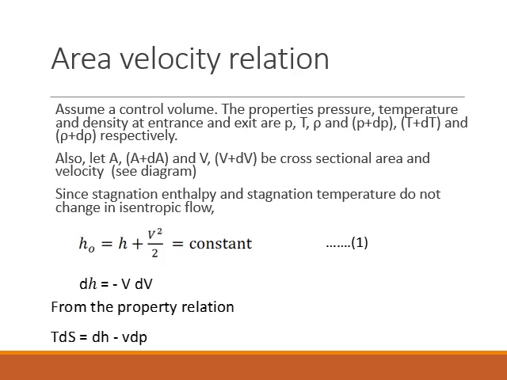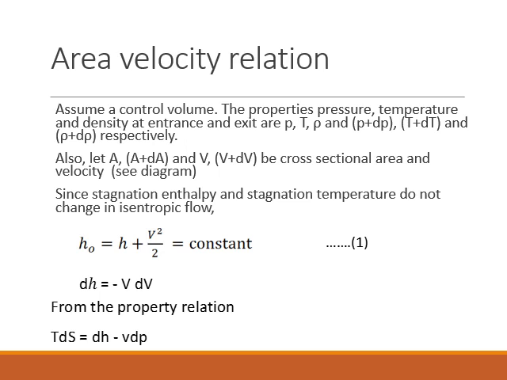Now assume a control volume in the duct bounded by two vertical cross sections shown in the diagram. The properties pressure, temperature and density at entrance and exit are P, T, rho at the entrance and P plus dP, T plus dT and rho plus d rho at the exit respectively. Also, let A plus dA and V plus dV be the cross-sectional area and velocity at the exit.